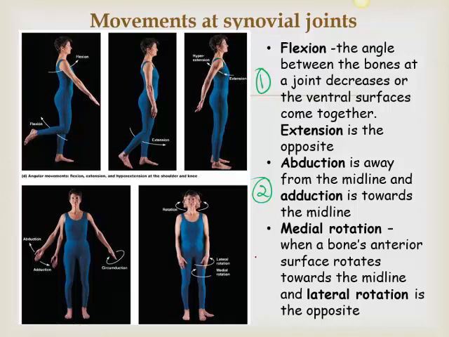The third type of movement is called rotation. Imagine you pivot, like how a ballet dancer pirouettes. That's rotation. So we have medial rotation, also known as internal rotation, and lateral rotation, which is also called external rotation. Medial rotation is, imagine this is the anterior surface of the humerus, where its anterior surface starts facing inwards or medially, so it rotates towards the midline like this. And lateral rotation is where it rotates towards the outside.